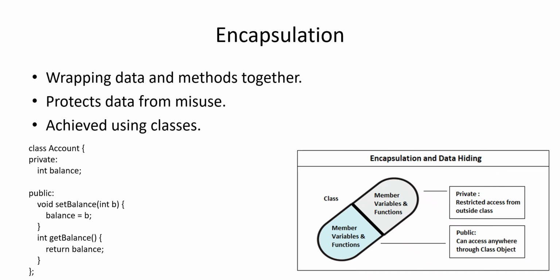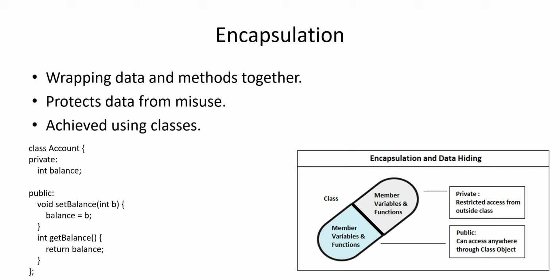Now we come to encapsulation, which is one of the most important OOP principles. Encapsulation means wrapping data and methods together into a single unit, which is a class. It also means protecting data from misuse by restricting direct access. This is achieved using access specifiers like private. The example gives an account class where balance is private.